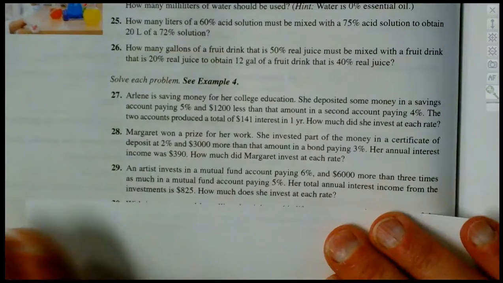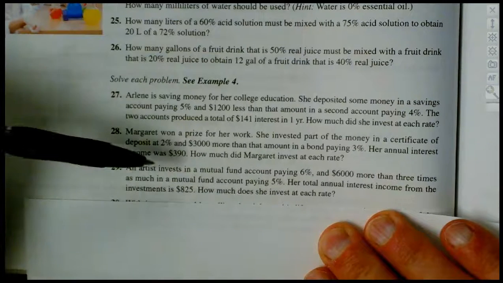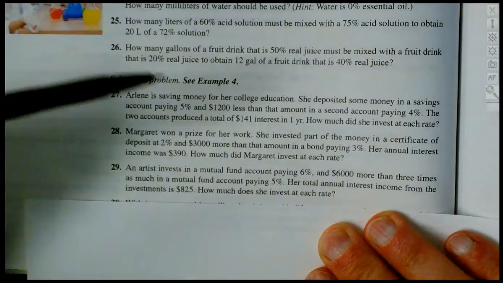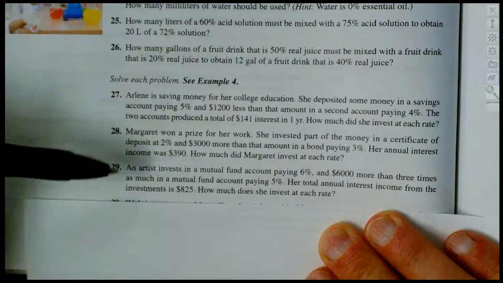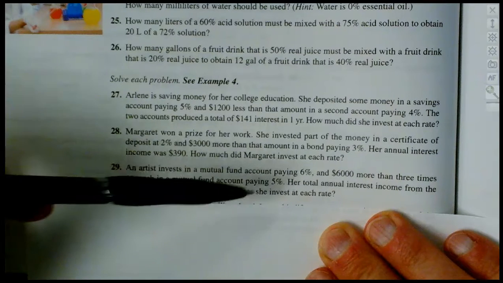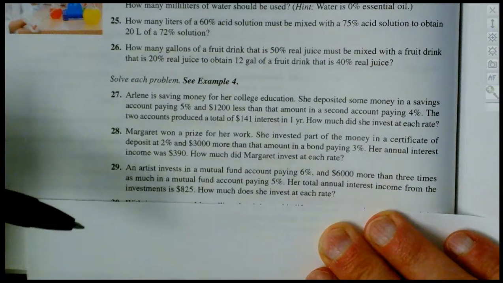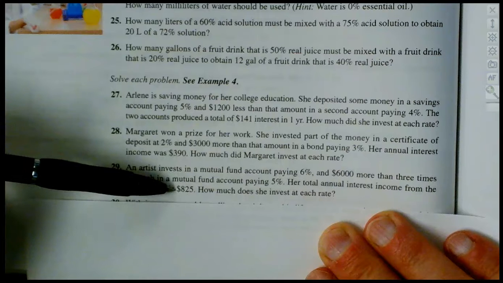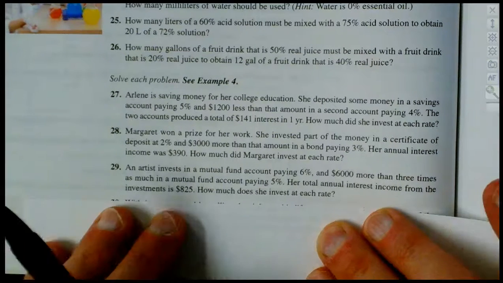So 28. Or sorry, 29. An artist invests in a mutual fund account that pays 6%, and 6,000 more than 3 times as much in a mutual fund paying 5%. Her total annual interest income from the investments is $825. How much does she invest at each rate?